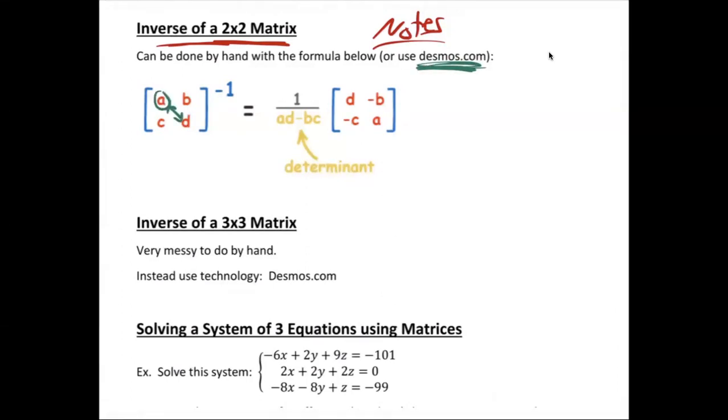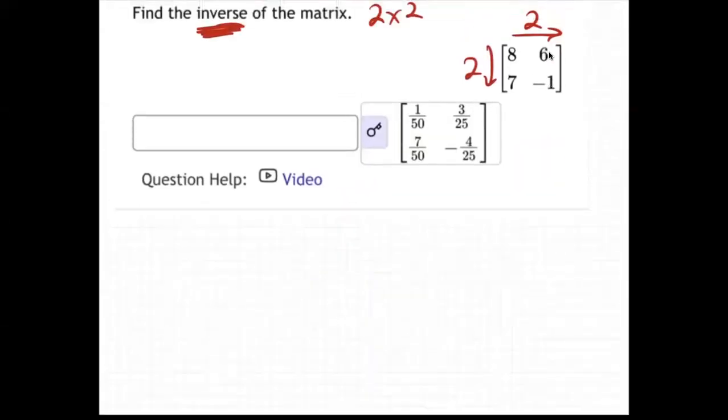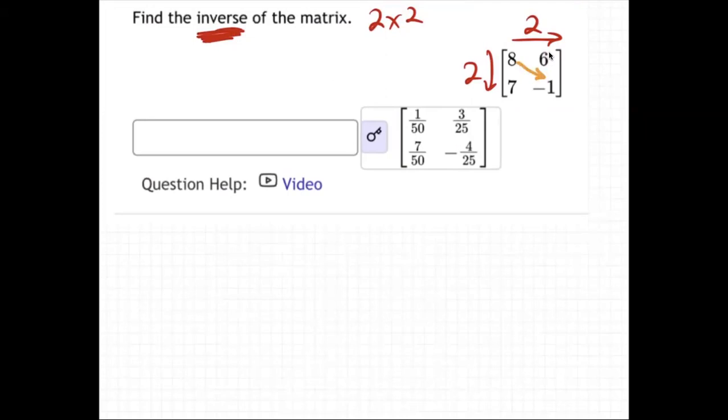Anyway, so what you do, notice, is you switch these two guys. See how those guys switched? And then you negate, I mean, you do the negative of those guys. So that's negative B and negative C. Let's do that first. So you switch these two. So that'll be -1 there and 8 there. So switch those guys and then negate the other guys. They stay where they're at. You just make them negative like that.